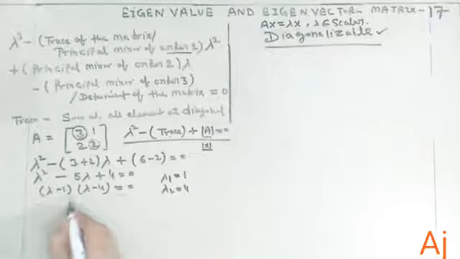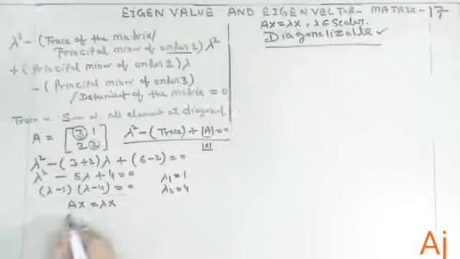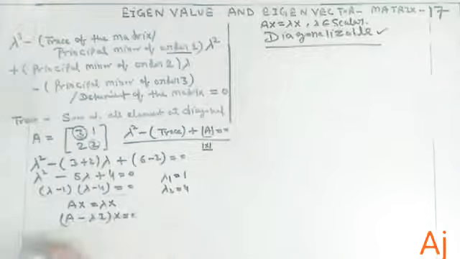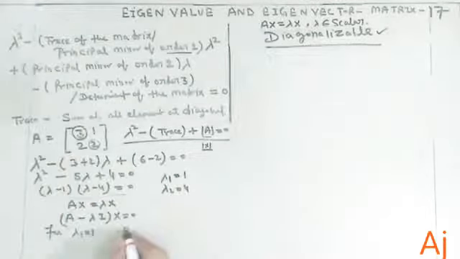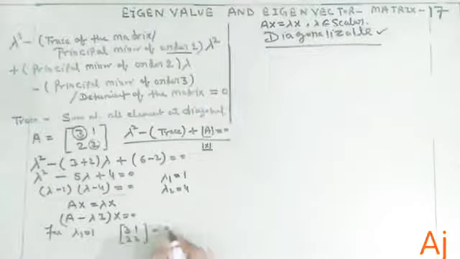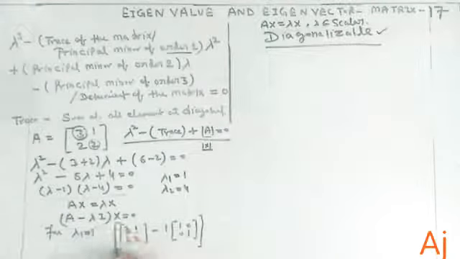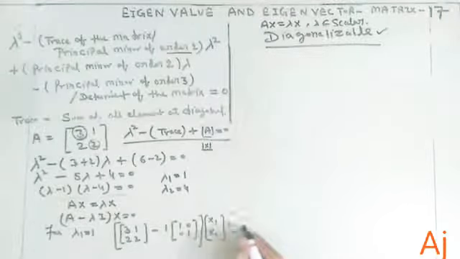Now the basic formula to find the eigenvalues and eigenvector is Ax is equal to lambda x. So it will come as (A minus lambda I) x is equal to 0. Now for lambda 1 is equal to 1, put this matrix here, 3 1 2 2, minus 1 into the identity matrix 1 0 0 1. Here x has two variables, and this is equal to 0 0.